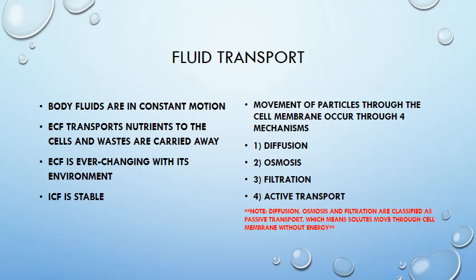Movement of particles through the cell membrane occurs 4 different ways, and those 4 are there on your slides: diffusion, osmosis, filtration, and active transport. Okay, so those are the 4 that we'll talk about. The big one is osmosis. The other 3 we'll just briefly mention.